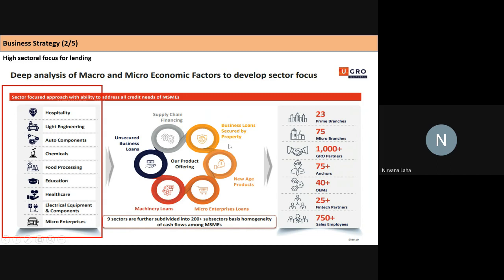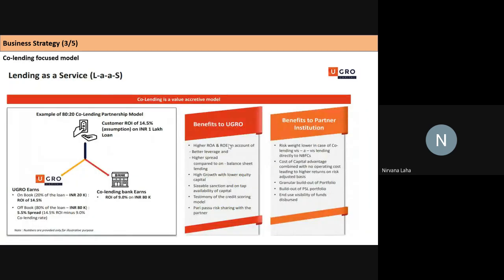So that is two. The second business strategy is high focus on the chosen sectors. Third is they want to be a co-lending focused company. So again, this example is there of 80-20 co-lending, how it gives a turbo booster to your ROEs and to your profits. What are the benefits to UGRO? What are the benefits to partner institutions?